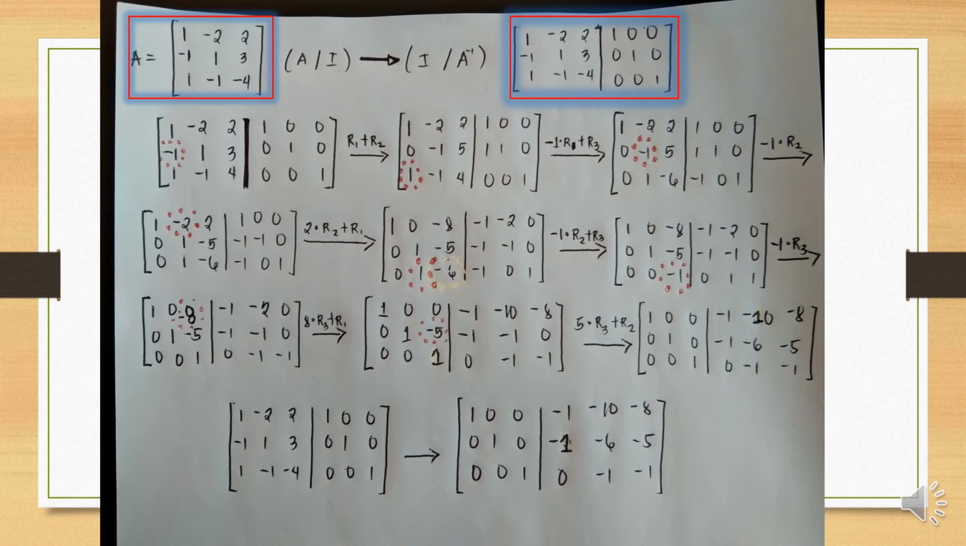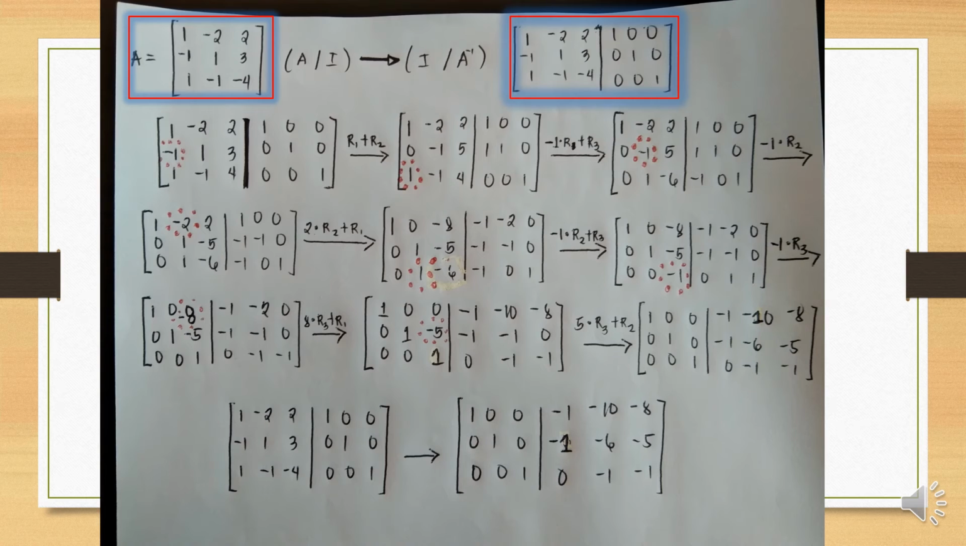So I want this negative 1 to become 0, so this is the process. Row 1 plus row 2. Just copy the row 1 and row 3. So 1 plus negative 1 is 0. Negative 2 plus 1 is negative 1. 2 plus 3 is 5. 1 plus 0 is 1. 0 plus 1 is 1. 0 plus 0 is 0.